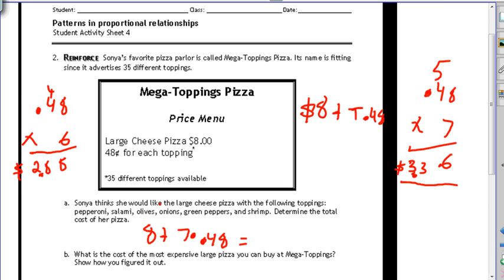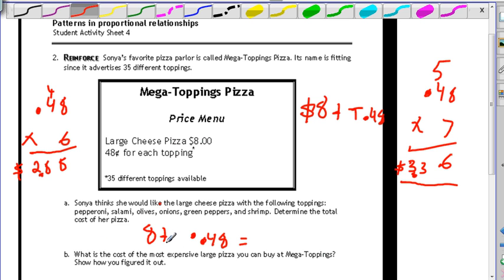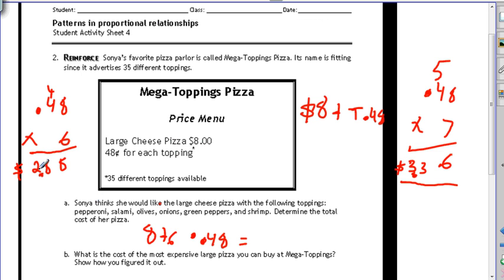Hey, welcome back. I just paused it real fast. I just realized I counted wrong. It's not 7 toppings, which is $3.36. It's 6 toppings, which is $2.88. So can you erase the 7 and put a 6? So we're going to add $2.88 to $8. If I have $8 plus $2, I get $10, right? And then how many cents do I have? I have 88 cents.